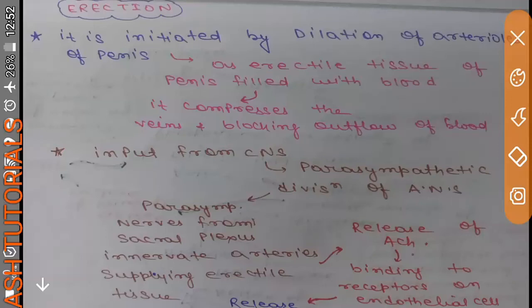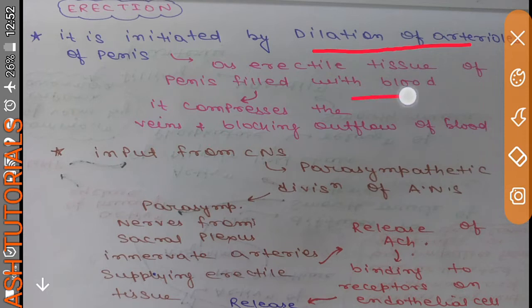Hello friends, now we are going to discuss the erection mechanism. Erection is basically initiated by dilation of the arterioles of the penis. As the arterioles get dilated, more blood will come to the arterioles, and this will lead to the filling of the erectile tissue of the penis with blood.